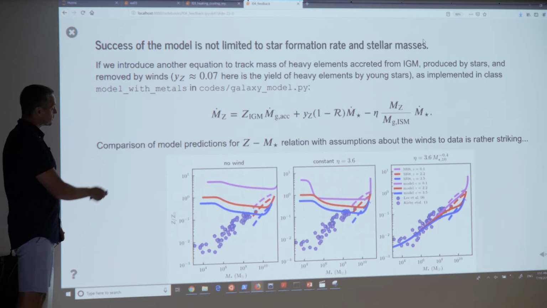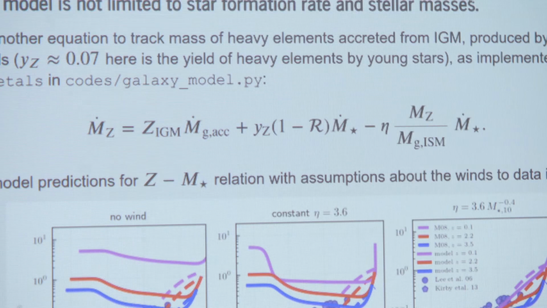But in principle, it could be neglected as well. This is the main term that enriches the interstellar medium. This is the star formation rate, modulated by the rate of return of gas into the interstellar medium, with a factor yZ that's predicted by stellar population models that tell me, for a given mass of stars that are born, what is the yield or output of heavy elements that those stars produce.